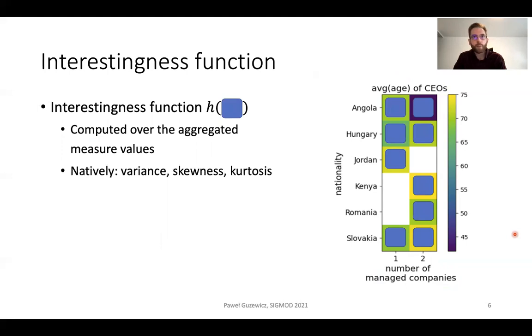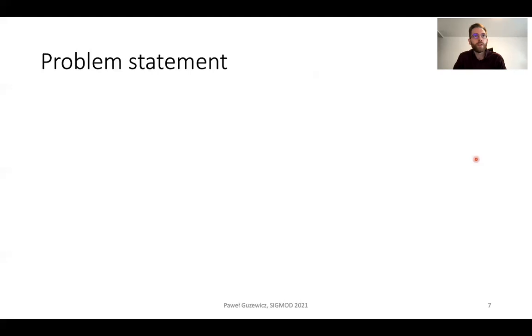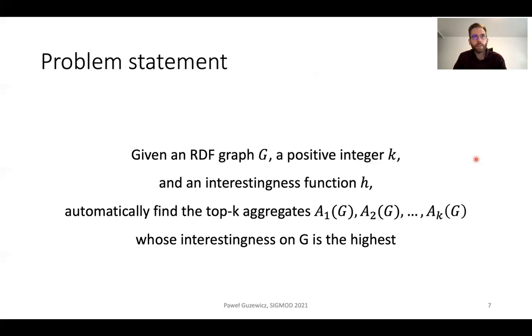Our system natively supports variance, skewness, and kurtosis as interestingness functions. Variance, for instance, detects outliers present in the data, such as Angolan CEOs with low average age. We rank aggregates based on their interestingness score. Finally, our problem statement is the following. Given an RDF graph G, a positive integer k, and an interestingness function h, we want to automatically find the top k aggregates A1 to AK whose interestingness on G is the highest.